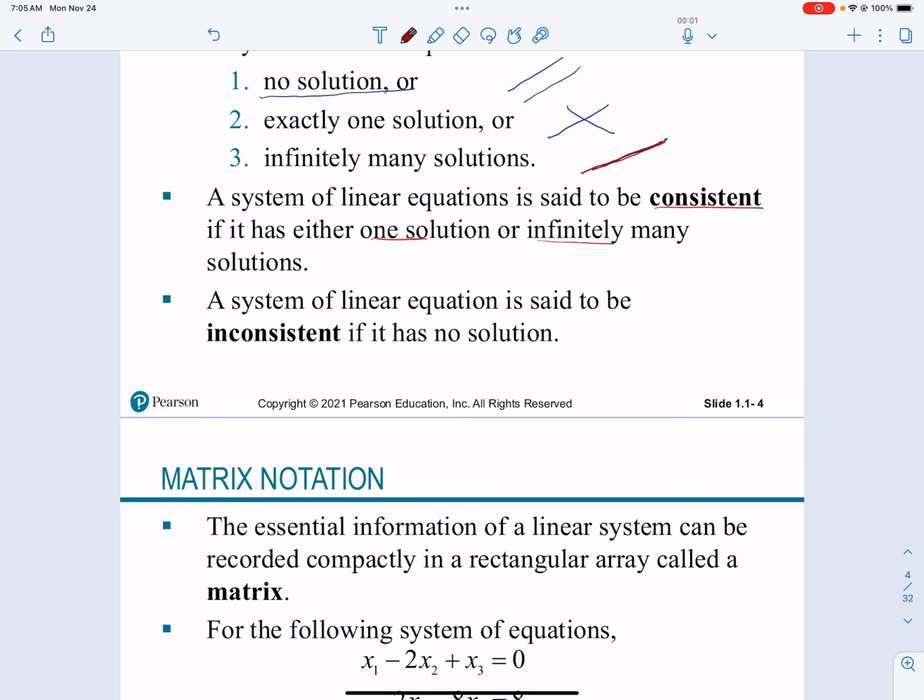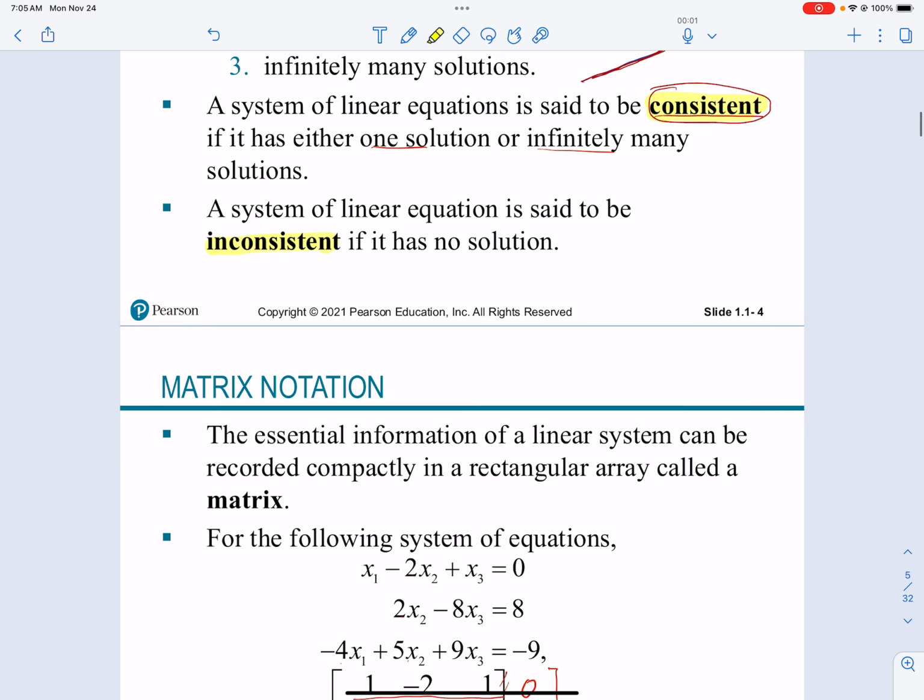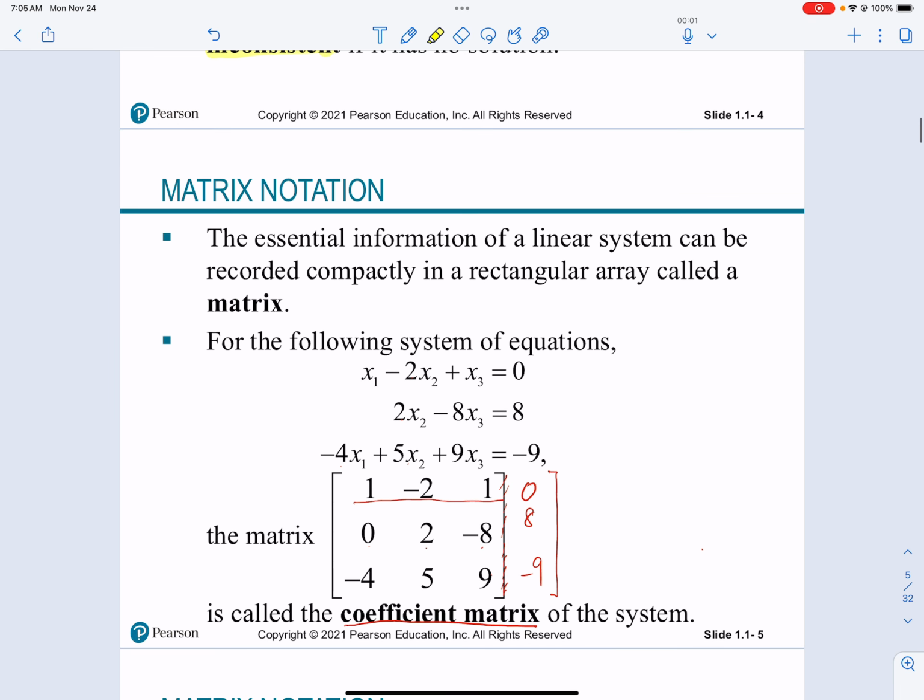Okay. And so we call a system consistent if it has one solution or infinitely many solutions. And a system is said to be inconsistent if it has no solutions. Okay, remember these two definitions: consistent and inconsistent. Inconsistent means no solutions.